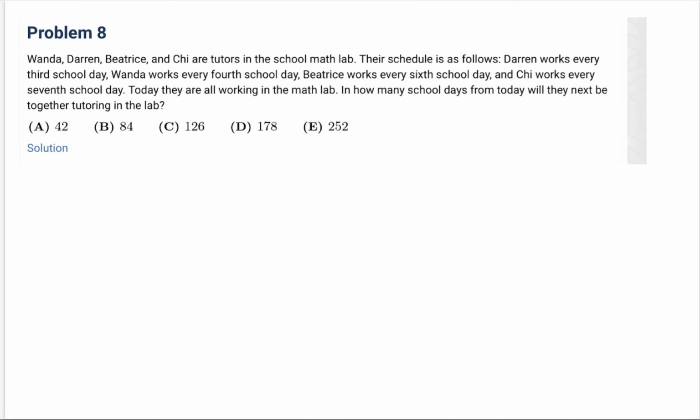Problem number 8: Wanda, Darren, Beatrice, and Chi are tutors in the school math lab. Their schedule is as follows. Darren works every third school day. Wanda works every fourth school day. Beatrice works every sixth school day. And Chi works every seventh school day. So it's 3, 4, 6, and 7. Today they are all working. How many school days from today will they next be together tutoring in the lab?